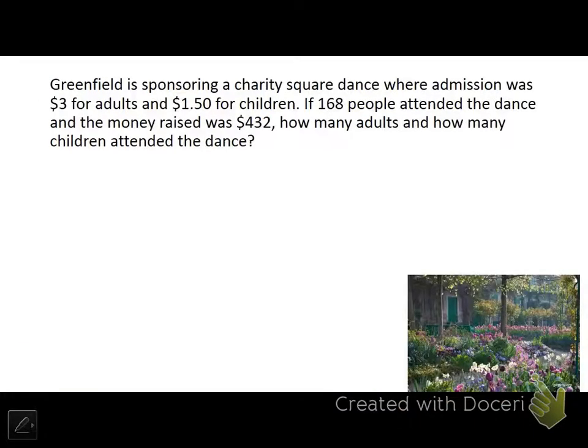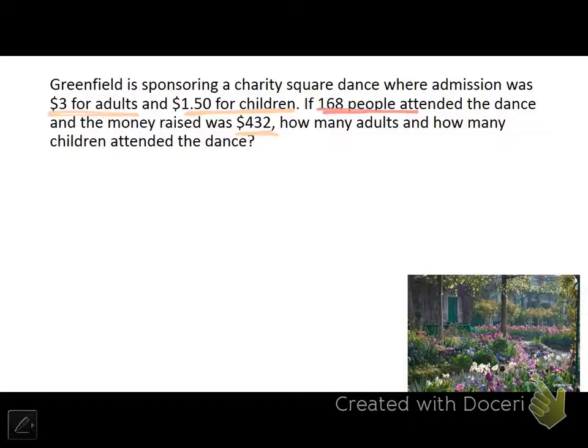Okay, Greenfield is sponsoring a charity square dance where admission was $3 for adults, $1.50 for children. If 168 people attended and the dance raised $432, how many adults and how many children attended the dance? Okay, so we're going to put money with money. So let's have $3 for adults.